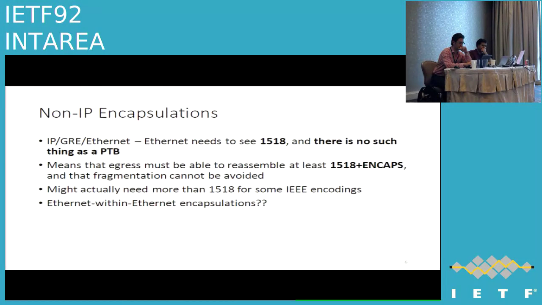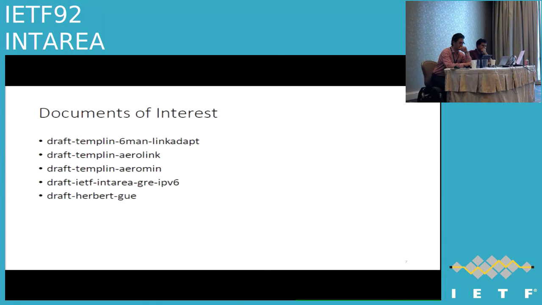Next chart. So documents of interest, we have this draft template 6-man link adapt, which is talking about the advisory packet too big messages. Draft template arrow link and arrow min. Also the INTAREA GRE IPv6 document and draft Herbert GUE. And that's my lightning delivery of this talk on advisory packet too big messages. Questions?